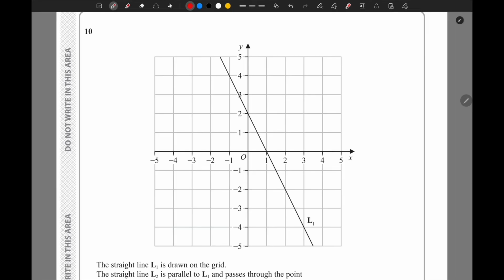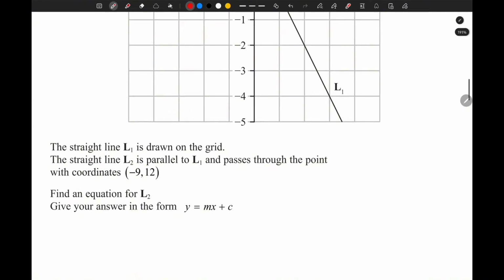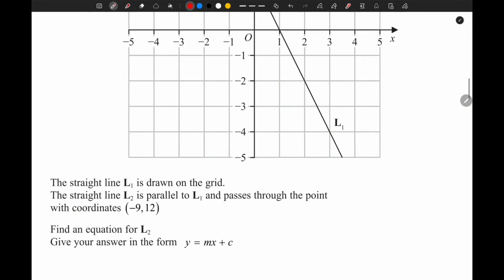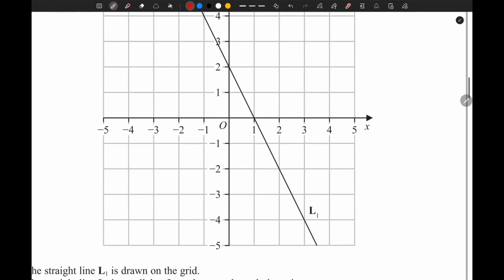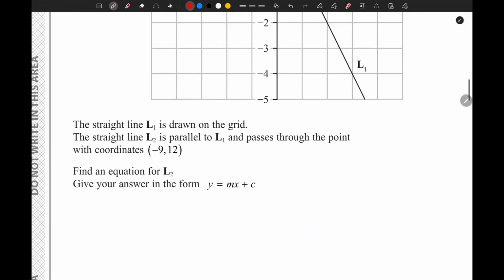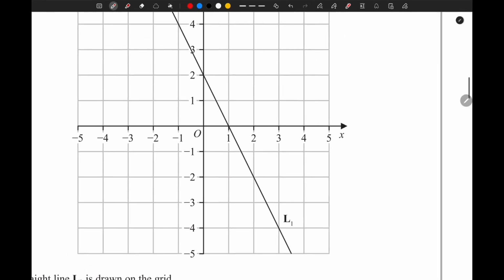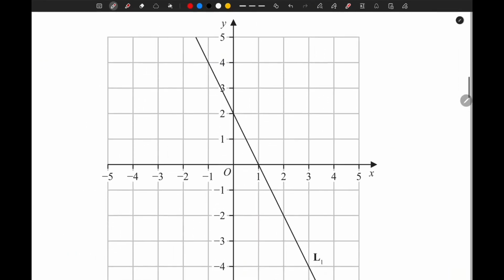Now moving on to the next question. The straight line L1 is drawn on the grid. So this is the L1 line. And the straight line L2 is parallel to L1. So since this is parallel to L1, both of their gradients would be the same. And L2 passes through the point with coordinates -9 and 12. Now we need to find an equation for L2. Let's first find out the gradient for L1.